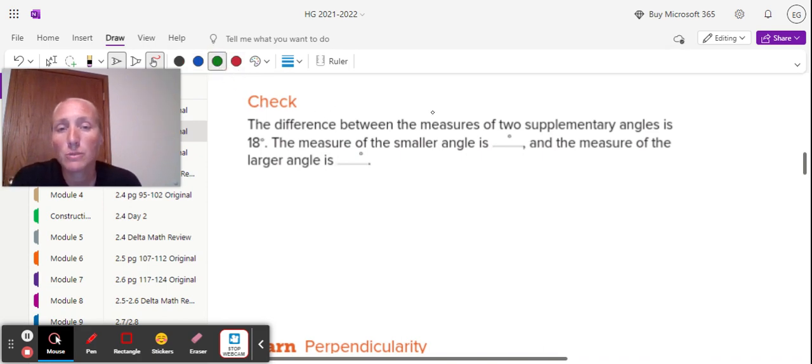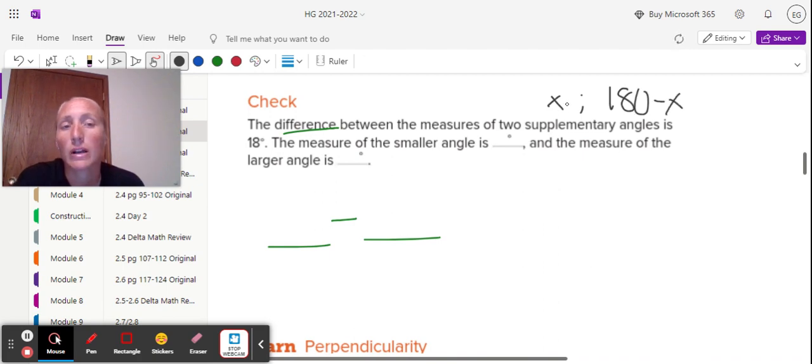So the difference between the measure of two supplementary angles is 18, and then it asks for the measure of the smaller angle and the measure of the larger angle. So it doesn't give you much, but it tells you the difference. That means I'm going to subtract two quantities. So I'm going to let one of my angles be X, and the other angle in that case is going to be 180 minus X. Okay, so think about that real quick. If X is my first angle, all I know about supplementary is they add up to 180, so 180 minus whatever X is going to be my other angle.